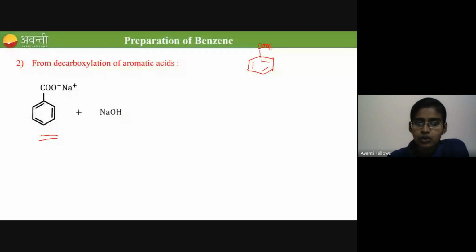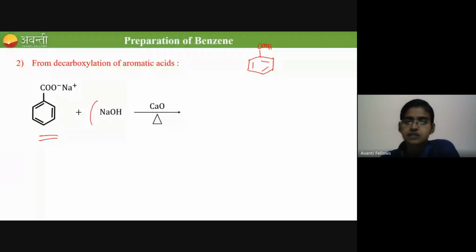This salt is treated with NaOH and CaO. Do you guys remember the name of this reagent? Let me see who is telling me this. What is the name of this mixture? Sodium hydroxide, calcium oxide mixture is called as? None of you remember? So you guys are not studying or what? It is soda lime. Very good. Soda lime. You will find this in your alkanes preparation. It is soda lime mixture.